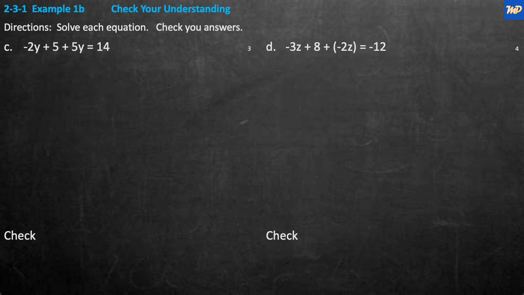Okay, example 1b, check your understanding. Same as before, you're going to pause just like I said. Solve each equation and then check your answer. So we're going to start off with negative 2y plus 5 plus 5y equals 14, and negative 3z plus 8 plus negative 2z is equal to negative 12. Go ahead and try it. Stop the video and try it.